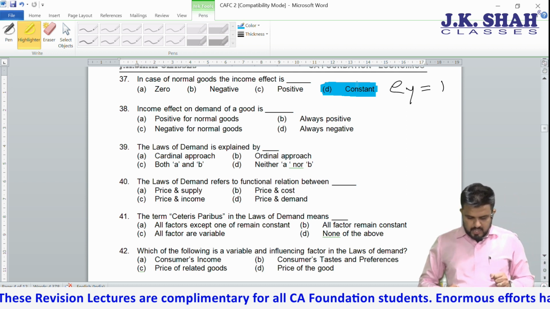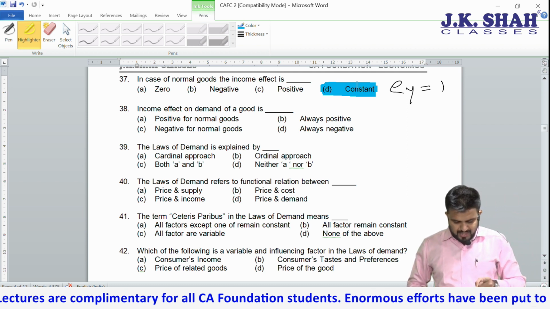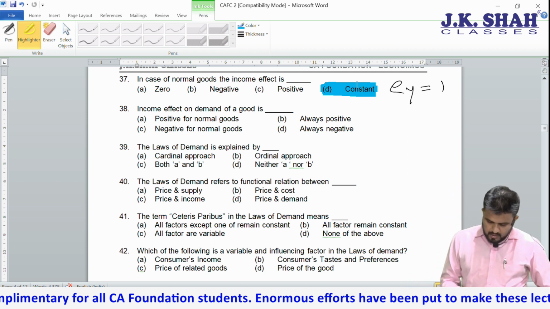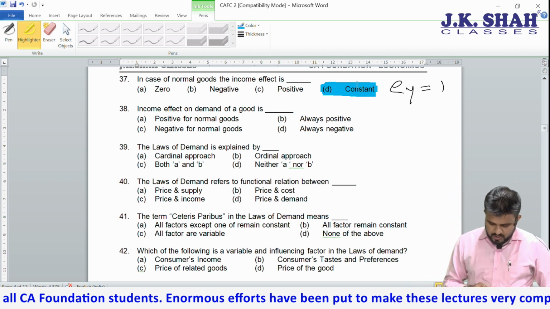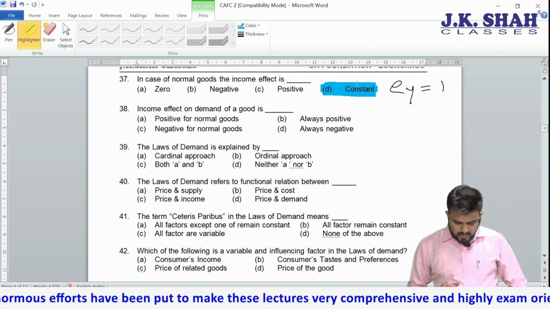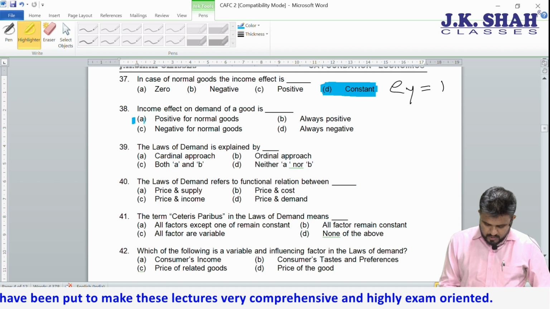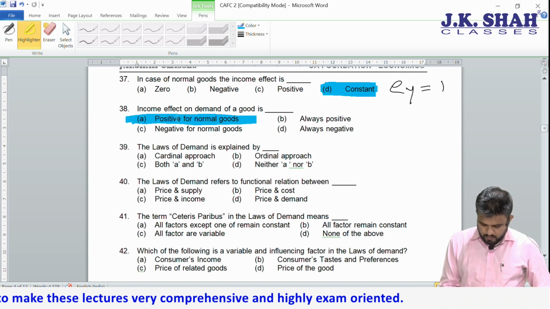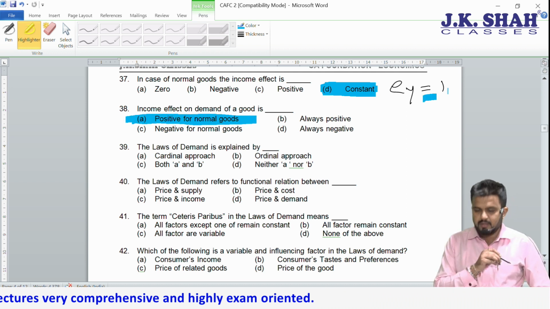Next, income effect on demand of a good is dash. Positive for normal goods, negative for normal goods, always positive. Option D says always negative. Students, the appropriate answer is positive for normal goods. See here.